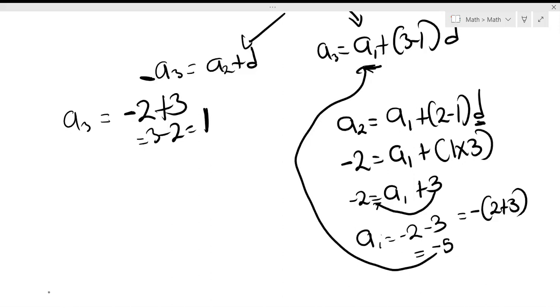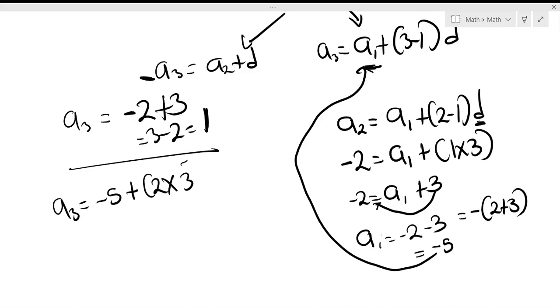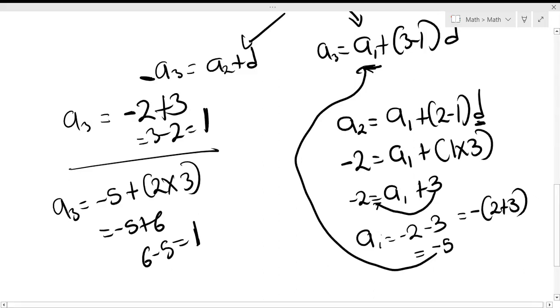I'll just use the space here. So a3, a1 is minus 5 plus 3 minus 1. 3 minus 1, that's 2, times our d, that's 3. That's minus 5 plus 6, same thing as 6 minus 5, which is equal to 1. So it means our third term is 1. So we're correct on both ends.